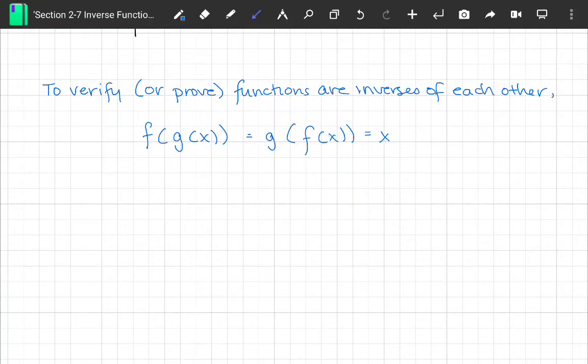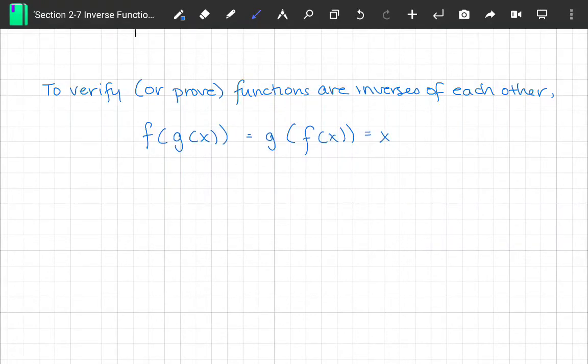Same thing over here. If I take the input of X and put it into F, and then I take that output and put it into G, it should undo it and get me back to where I started, at X. And that is how you prove or verify that functions are inverses of each other.